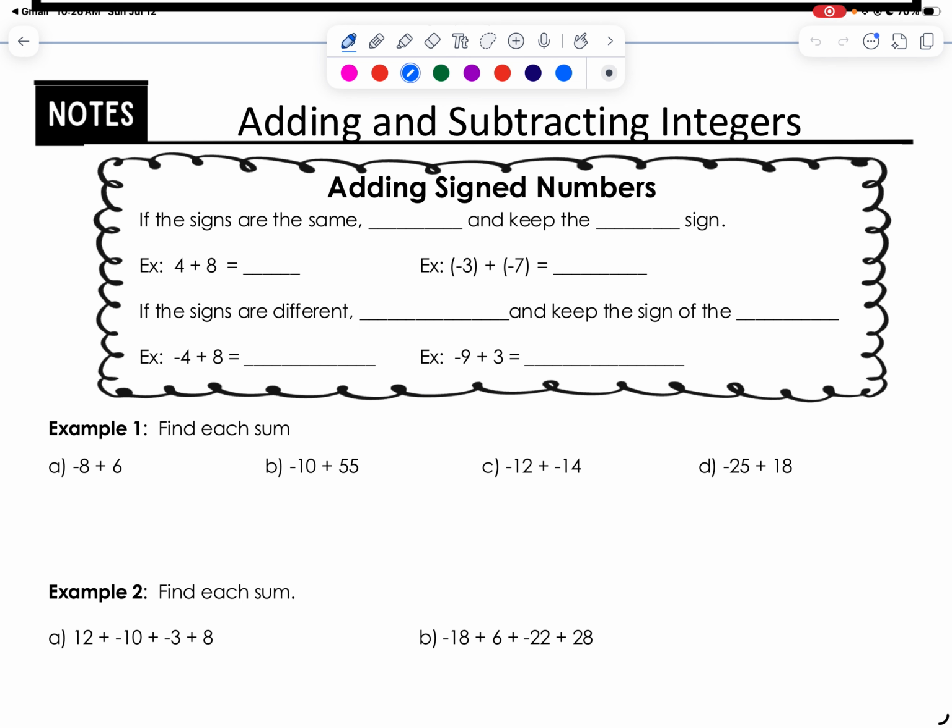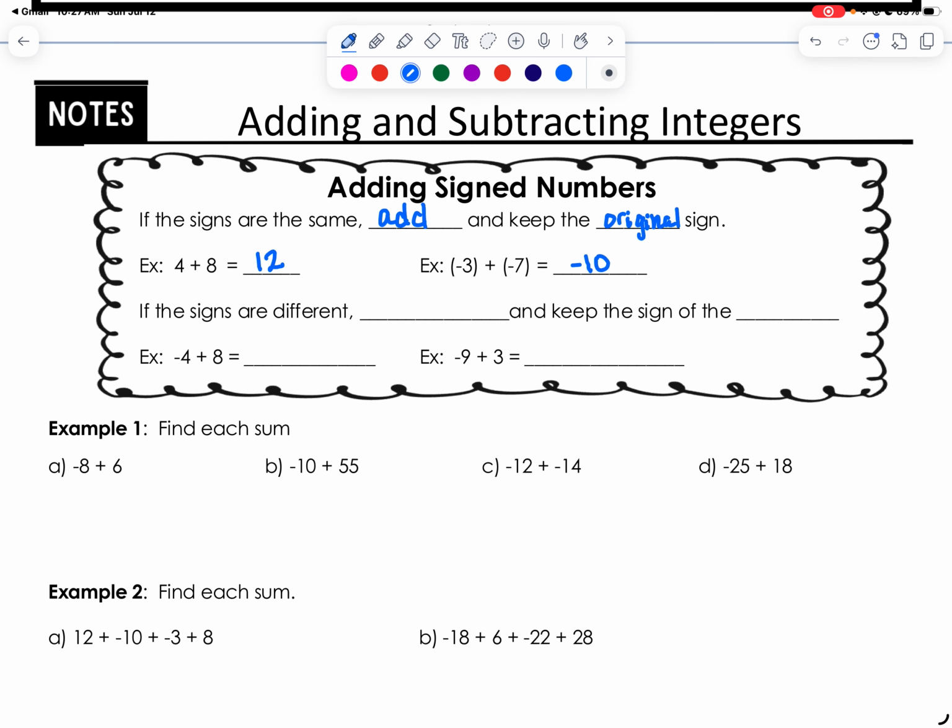So if the signs are the same, you're simply going to add the numbers and keep the original sign. So for example, if you have 4 plus 8, that's positive 4 plus positive 8, you add them up. The original sign was positive, so your answer is positive. In our second example, we have negative 3 plus negative 7. And I know that when I add 3 and 7, I get 10. And the original sign was negative, so my answer is negative.